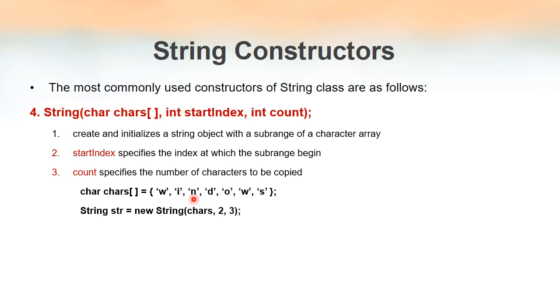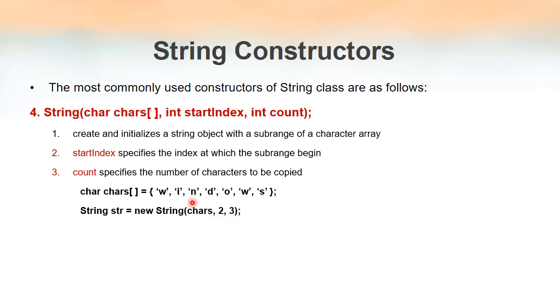So starting from second index means second index number is here, pointing to n. So this is the first character, the second character, and the third character. So these 3 characters will be used to create the string named str. Okay, so the second parameter is the index number from which we have to start creating the string, and the third parameter is the number of characters we need to use.